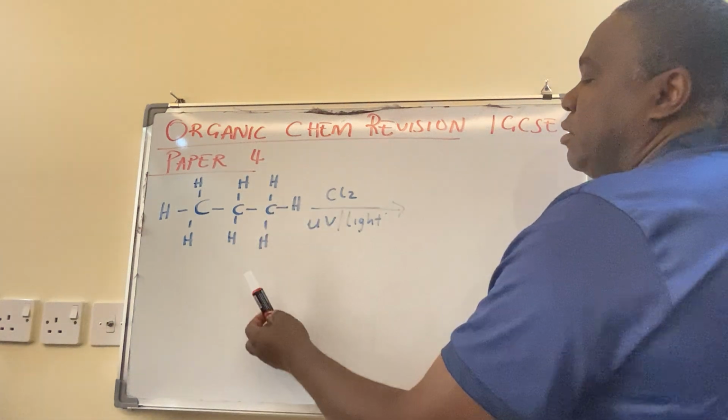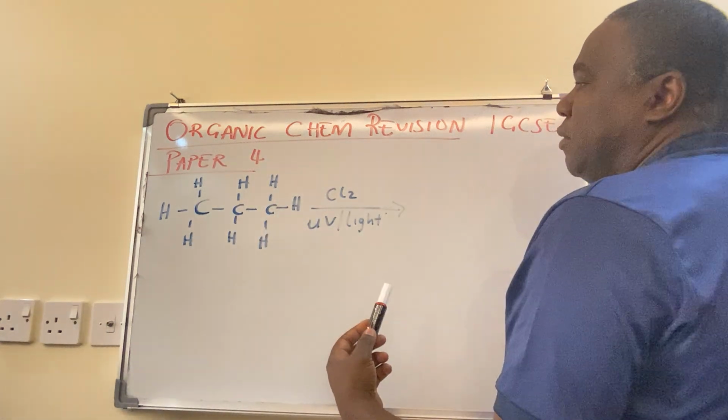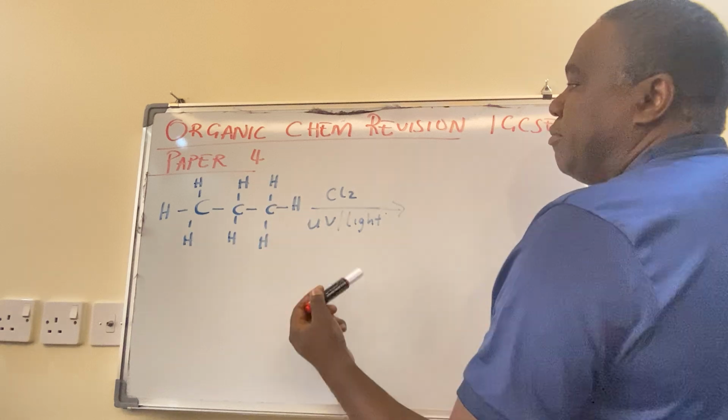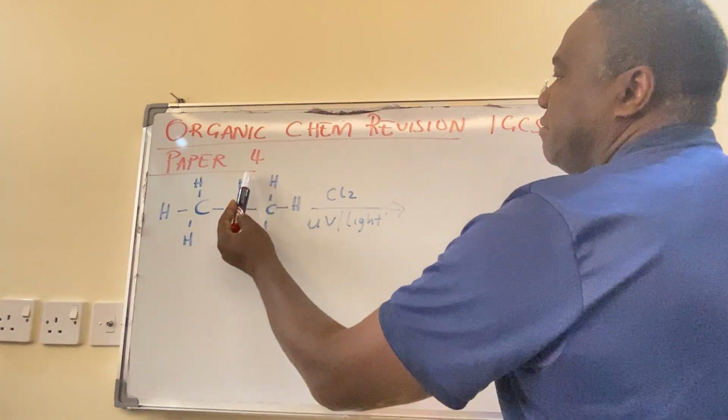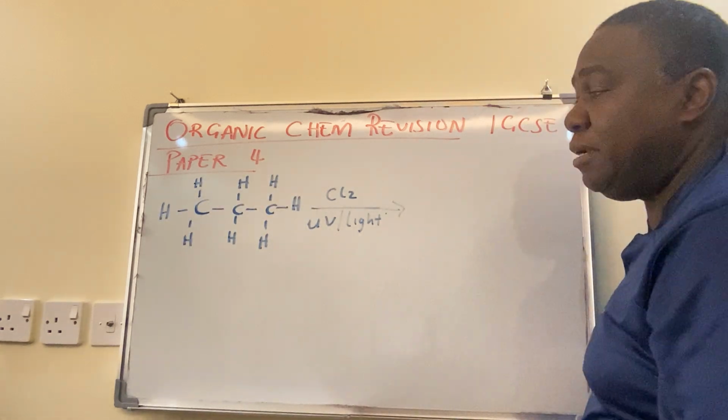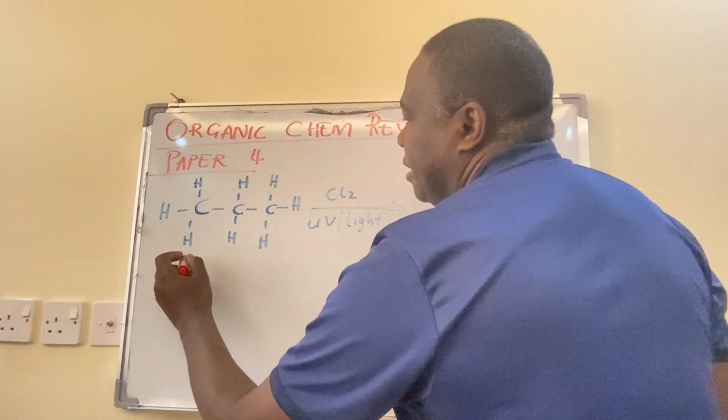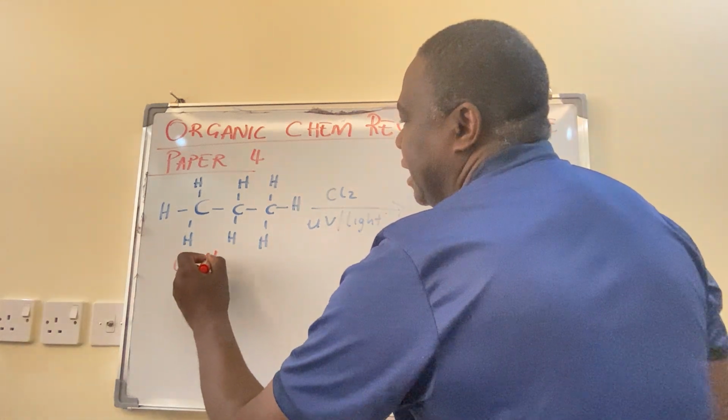It is a hydrocarbon because it consists of carbon and hydrogen only. So it has 1, 2, 3 carbons, and it has 1, 2, 3, 4, 5, 6, 7, 8 hydrogens. So it's an alkane. So we call this one propane, okay? 3 carbons and 8 hydrogens.